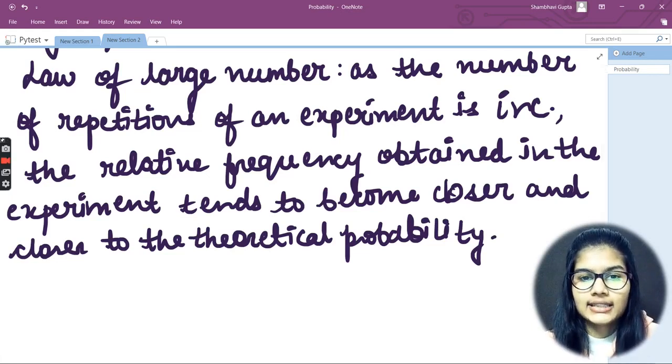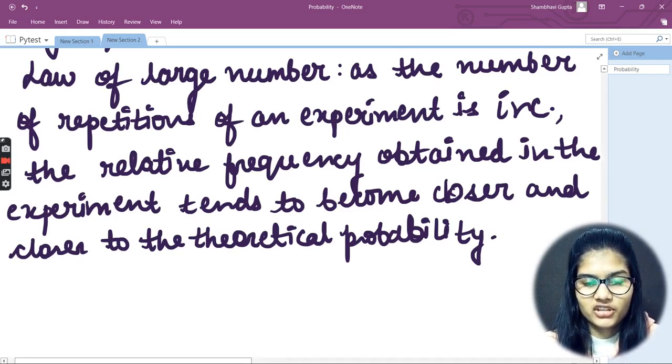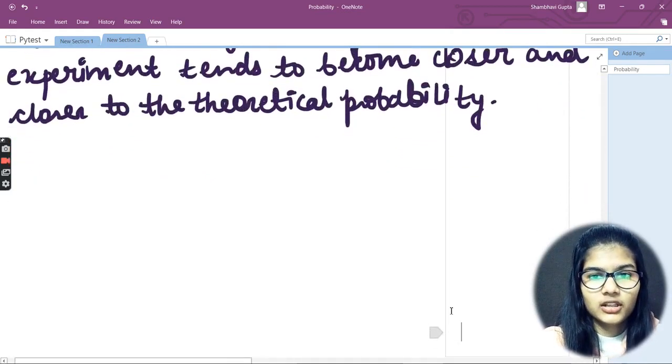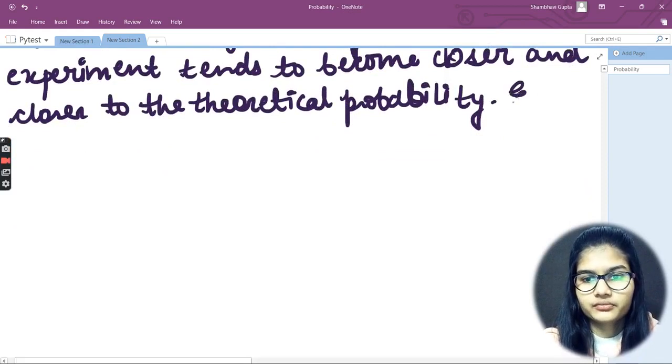So the law of large numbers says that as the number of repetitions of an experiment is increased, the relative frequency which you have actually obtained in the experiment becomes closer and closer to the theoretical probability. The relative frequency obtained in the experiment slowly comes closer to the theoretical probability which you have. Even though, now there is something more as well. Not only this is the law, but there are some more things in this.